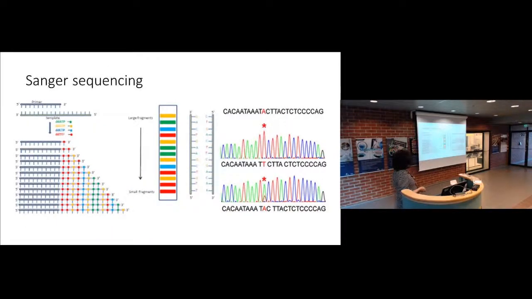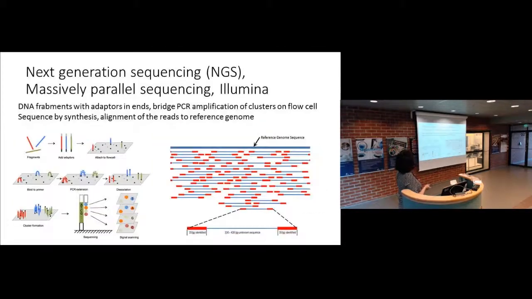But then, well, Sanger sequencing has been in place for decades, but now it has been replaced quite a lot with next generation sequencing methods. Most familiar to many of you is, of course, Illumina, which is still the market leader at the moment.